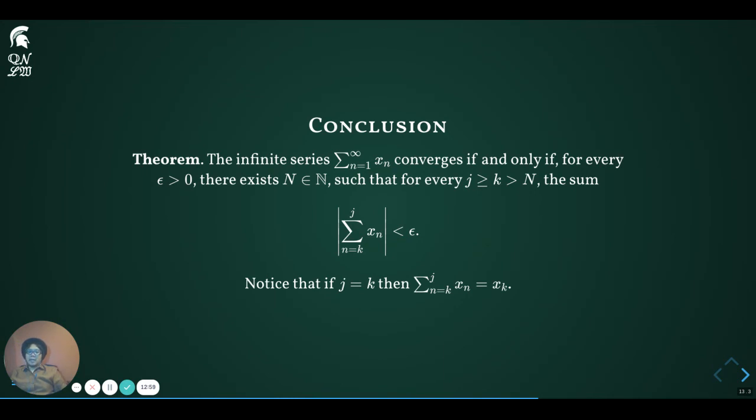Notice also that in the case when j and k are equal, then the sum collapses to just a single term x sub k. So, in particular, this theorem states that if an infinite series converges, then for every epsilon, there exists an index N such that for every index k larger than N, the single term x sub k is less than epsilon in absolute value.